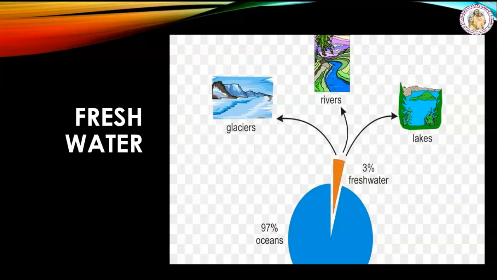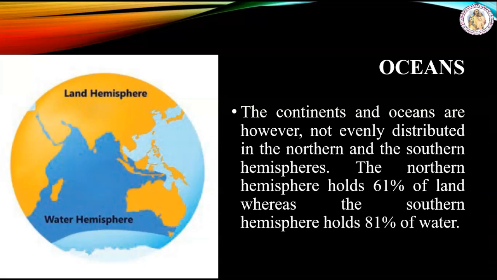Oceans. The continents and oceans are, however, not evenly distributed in the northern and southern hemisphere. The northern hemisphere holds 61% of the land, whereas the southern hemisphere holds 81% of water. It is because of this pattern of land and water distribution, the northern hemisphere is called the land hemisphere and the southern hemisphere is called the water hemisphere.